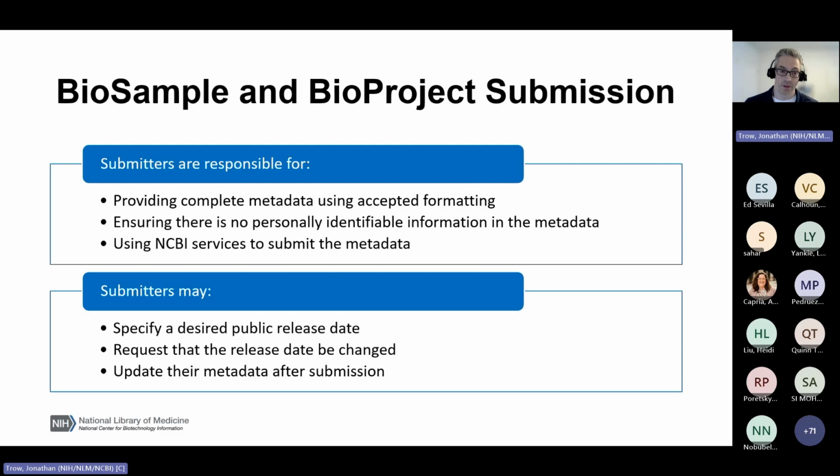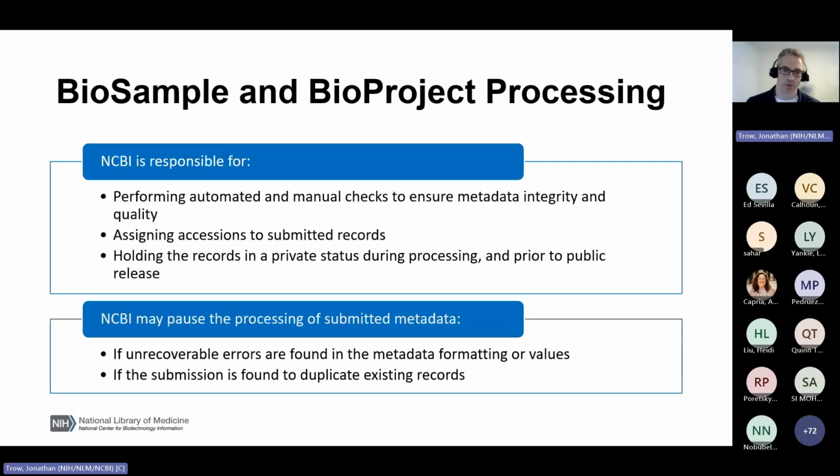You can specify a desired future public release date. You don't have to release it immediately. You can ask us to release it in a year, for instance, and you can always change that. You can come back and say, oh, I thought it was a year from now, but really my publication came out early. Can I release it now? Or if your publication is going to come out later, you can ask us to push that release date out. You can change it.